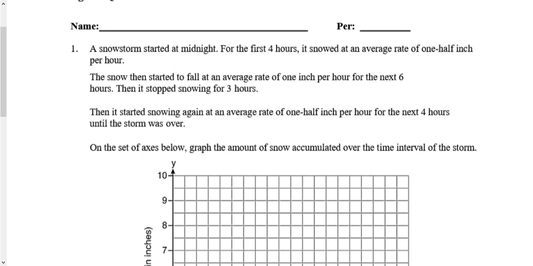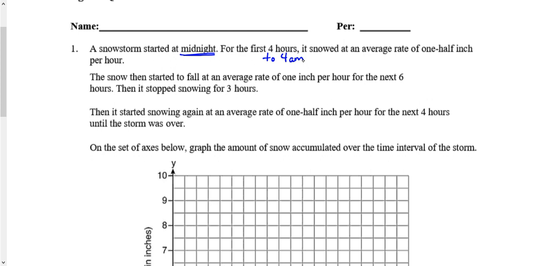What time did the snowstorm start? Anybody? It started at midnight, right? Okay, then something happened for the first 4 hours. So during the first 4 hours, that goes from midnight to what time? That would go to 4 a.m., right? Okay? It snowed at an average rate of 1/2 inch every hour, okay?